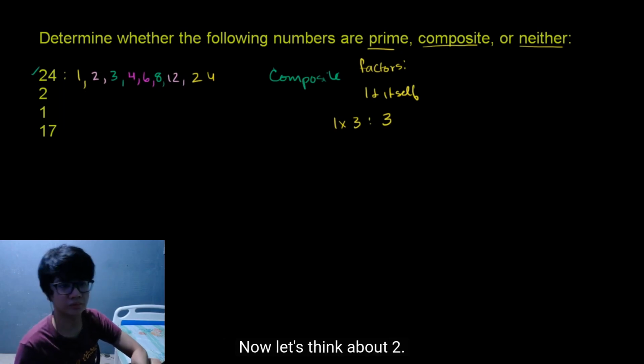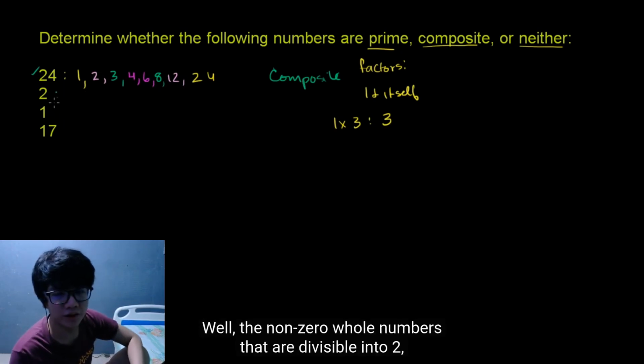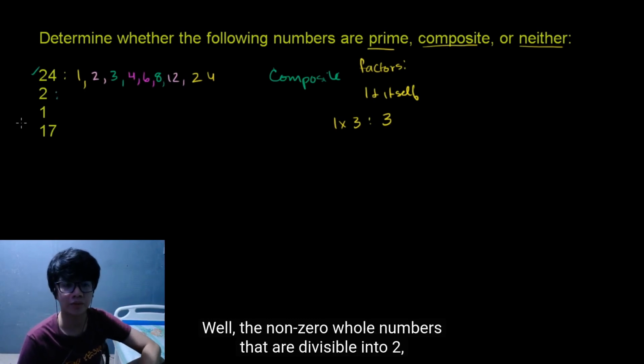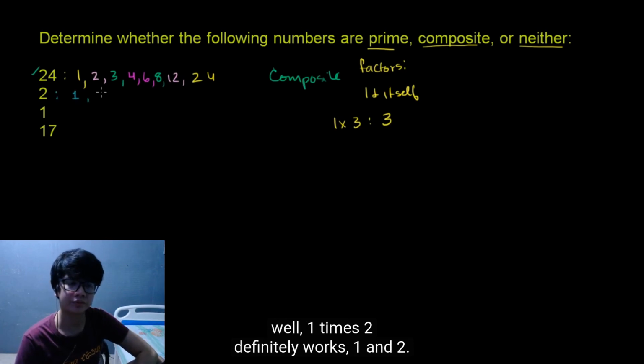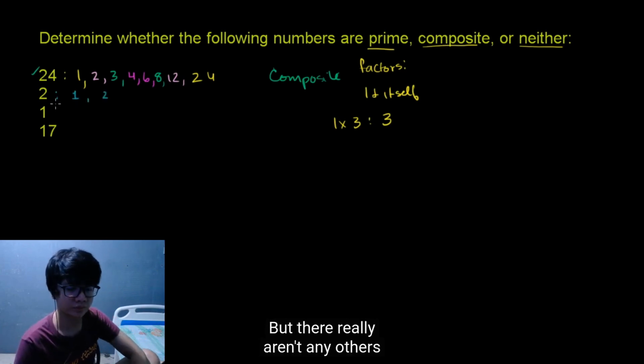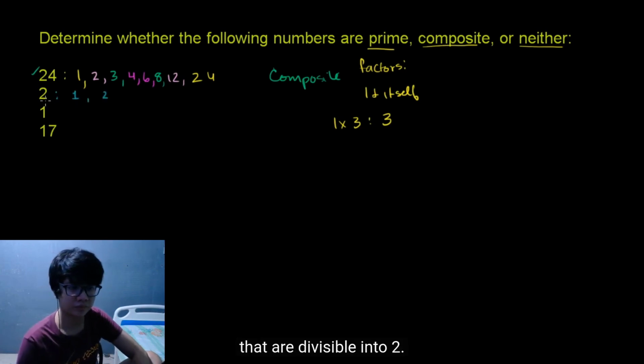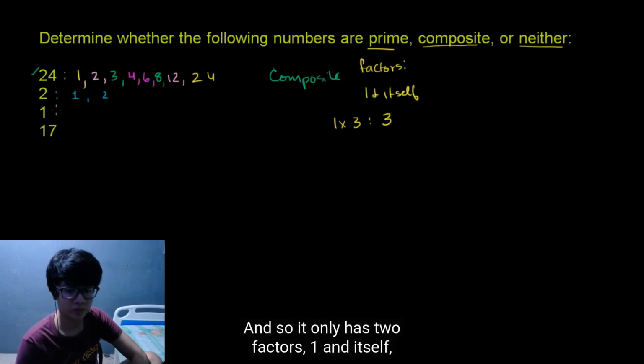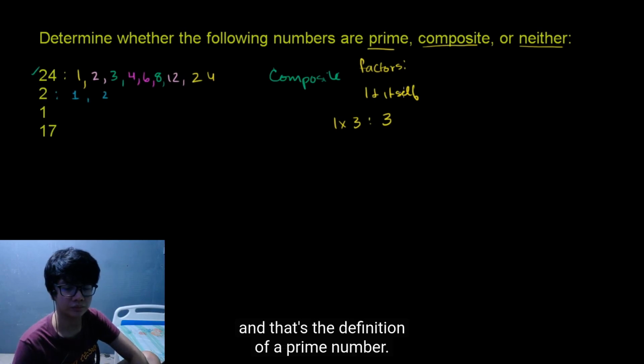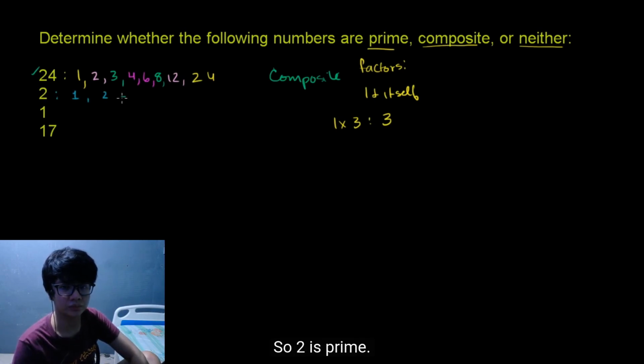Now let's think about 2. Well, 1 is neither. The non-zero whole numbers that are divisible into 2: well, 1 times 2 definitely works, 1 and 2. But there really aren't any others that are divisible into 2. And so it only has 2 factors, 1 and itself. And that's the definition of a prime number. So 2 is prime.